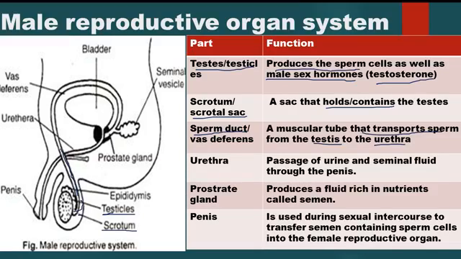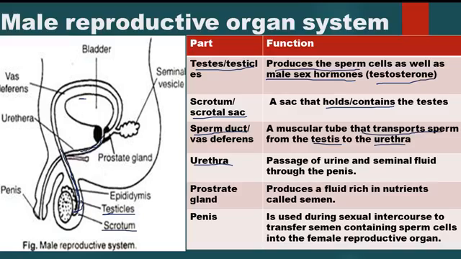So look at our diagram. That tube directly coming from the testes, that's what we call the sperm duct. Then we have the urethra. If you want to know where the urethra is, then look at the bladder. This is the bladder. So that tube leading from the bladder is what we call the urethra.